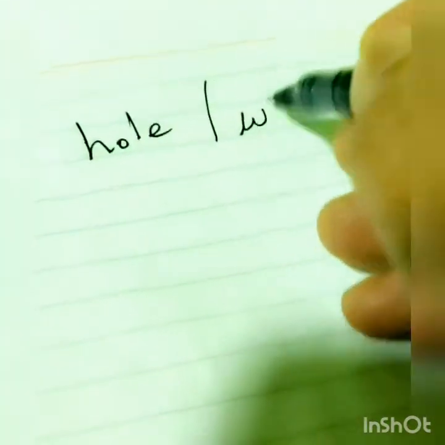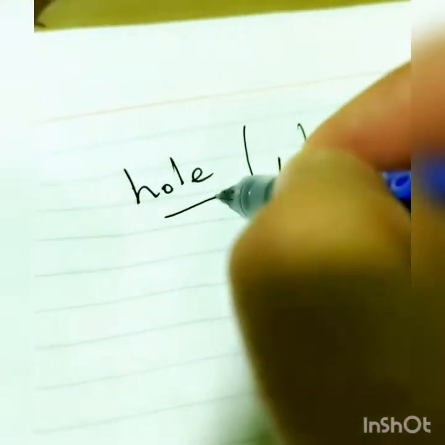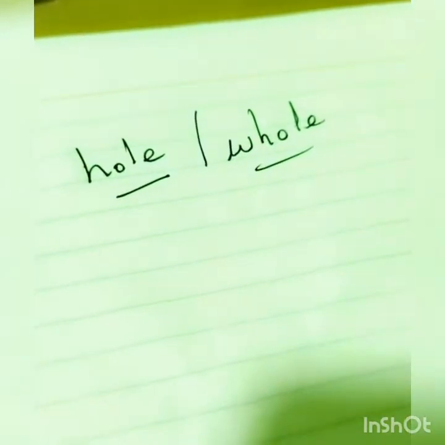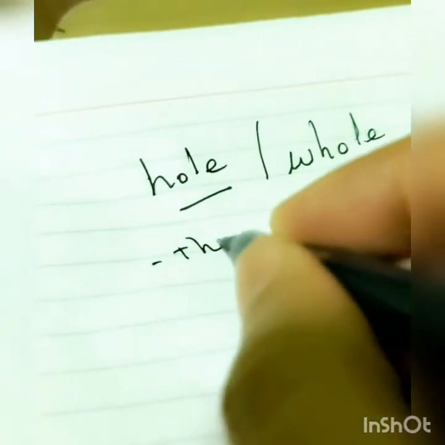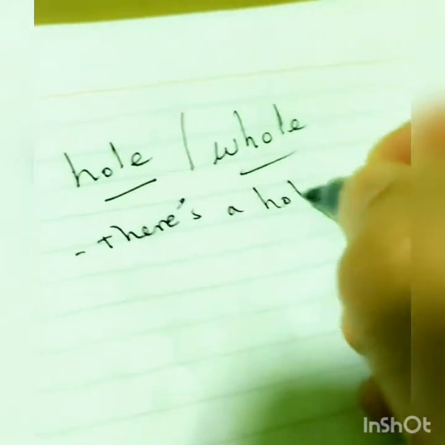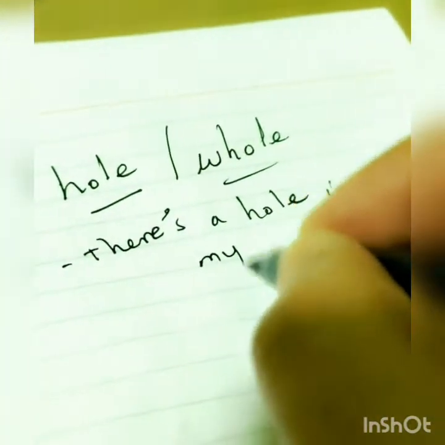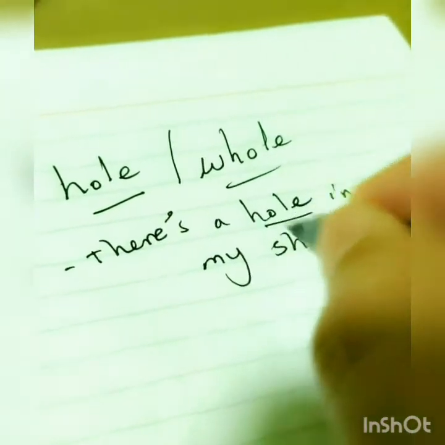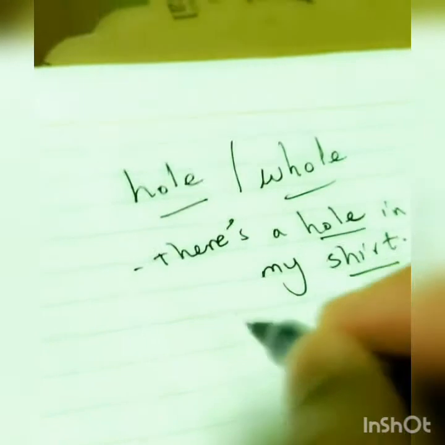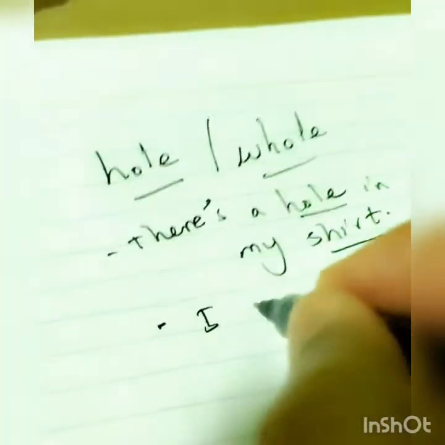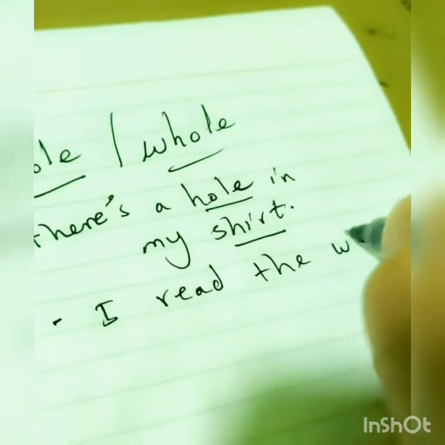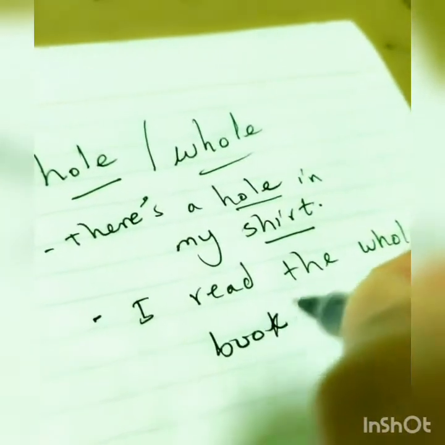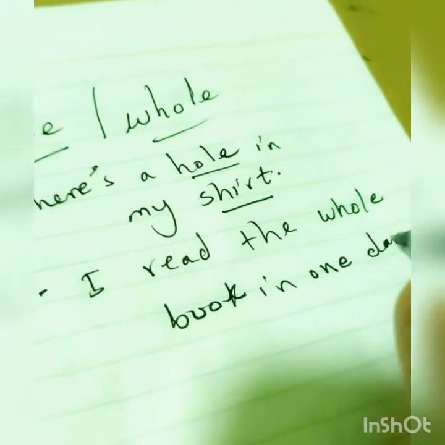Pronunciation زي ما هنشوف. Let me give you a third example: كلمة زي كلمة hole يعني ثقب أو فتحة، وكلمة W-H-O-L-E whole. دي معناها ثقب ودي معناها كامل, entire أو كل. For example, there is a hole مثلا in my shirt. فيه ثقب أو فتحة أو خرق في قميصي, okay. لكن I read the whole book in one day. قريت الكتاب كله.